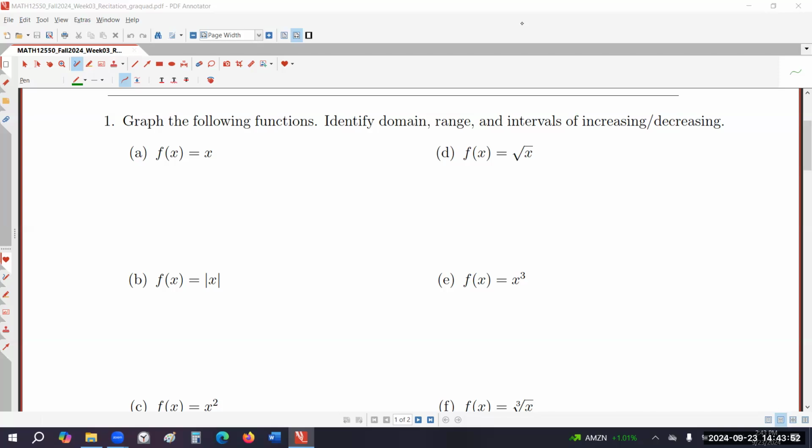Okay, so did you guys take a look at number one? In number one, all you have to do is graph the function. For each function, you're going to find domain, range, and where the function is increasing and decreasing. So which one do you think you need help with? Is there any question particularly you need help with here? No? Say graph. Sketch of the graph.